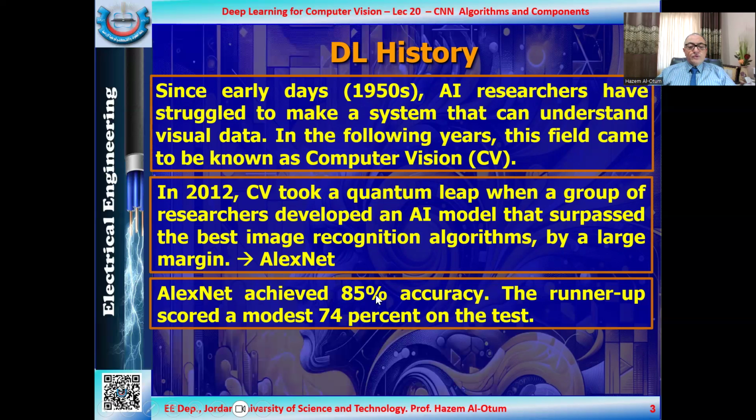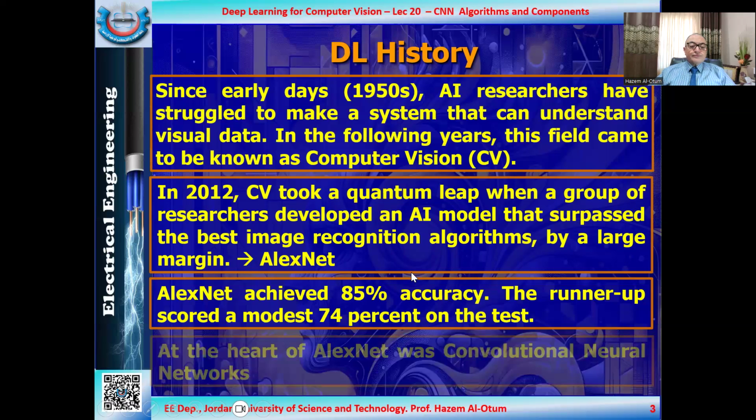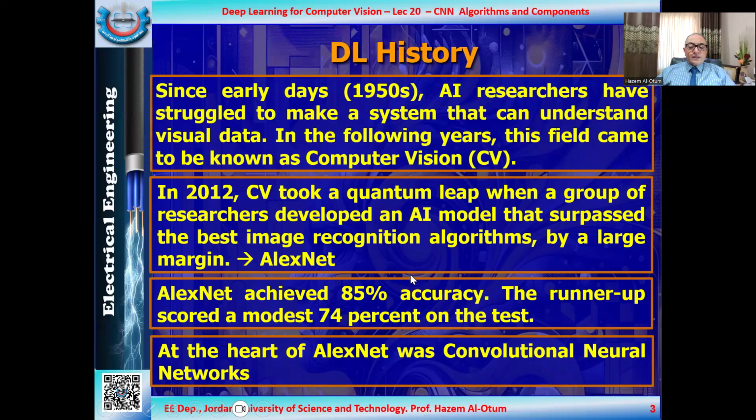It achieved about 85% when compared to the runner-up, which scored a modest 74% on the test, about a 10% improvement. And this was the opening of the deep learning era using CNNs. It was about 12 years ago. Sorry. So at the heart of AlexNet, the main idea behind all these things is that AlexNet implemented convolutional neural networks as the main block of building deep neural networks or deep learning systems.